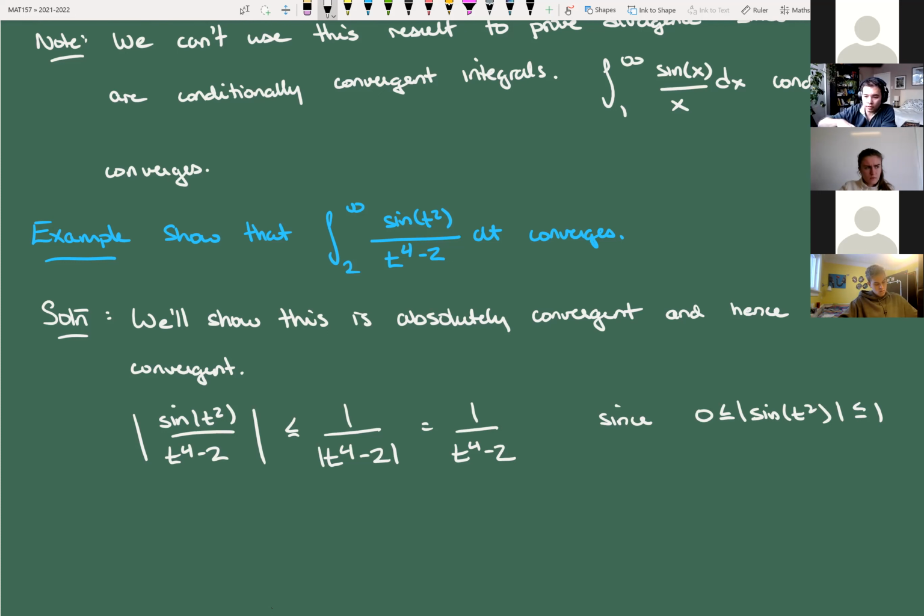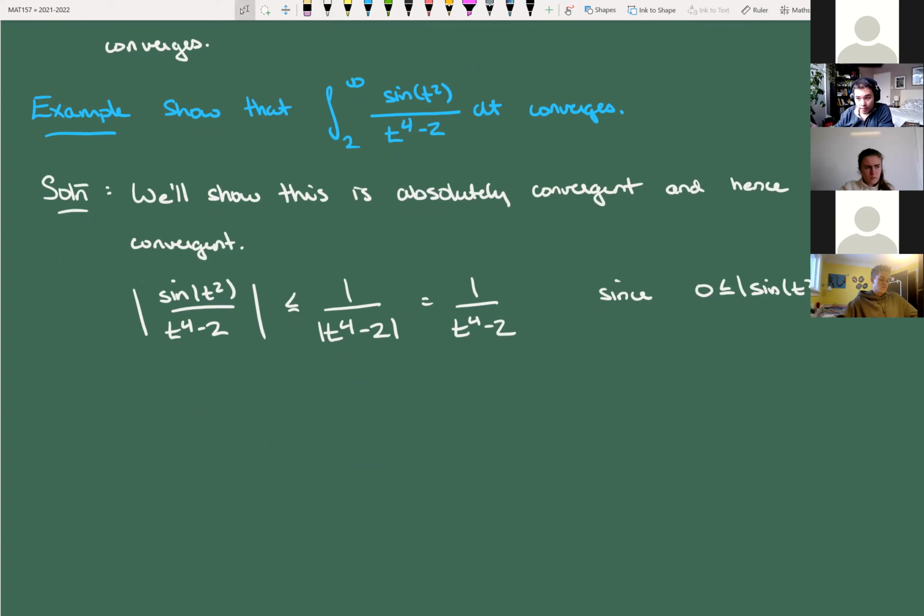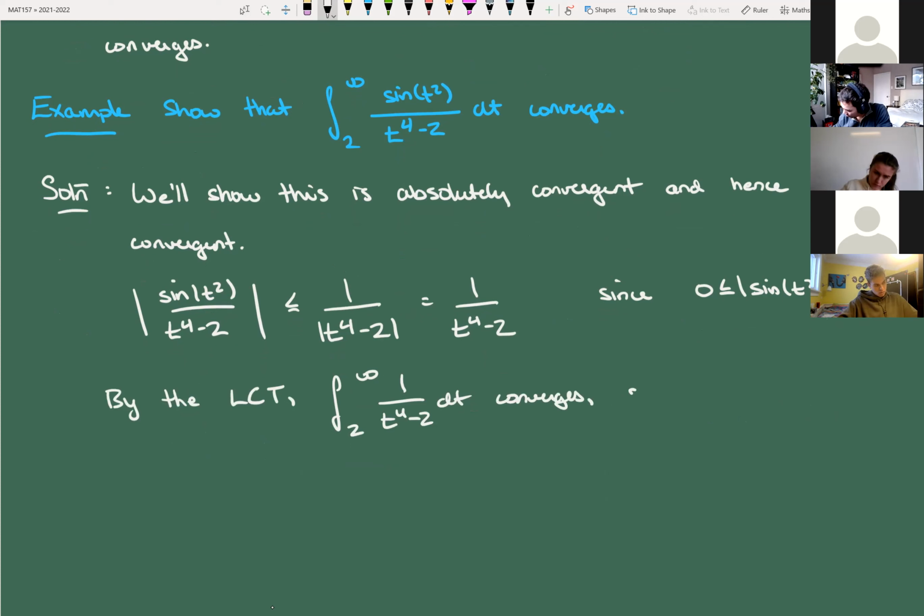Moreover, the integral is from 2 to infinity, which is where I'm looking at my improper integral. On that interval, the denominator is always positive, so I can just get rid of the absolute value. Then we would use the limit comparison theorem. So by the LCT, and let me be a little bit lazy because we're running out of time, the integral from 2 to infinity of 1 over t to the 4 minus 2 dt converges. So by BCT, the absolute value converges, as required.